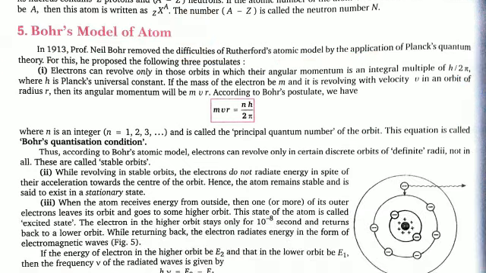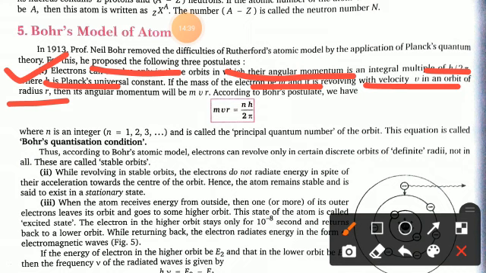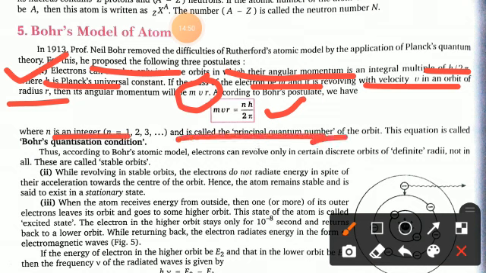Now what are the postulates? Let's discuss. Electrons can revolve only in those orbits in which their angular momentum is an integral multiple of h upon 2 pi, where h is Planck's universal constant. If the mass of the electron is m, revolving with a velocity v in an orbit of radius r, then its angular momentum will be mvr. You know very well p equals mv, so we can write here mvr. So according to the Bohr postulate, mvr equals nh upon 2 pi, where n is an integer 1, 2, 3 and is called the principal quantum number of the orbit. This equation is called Bohr's quantization condition.